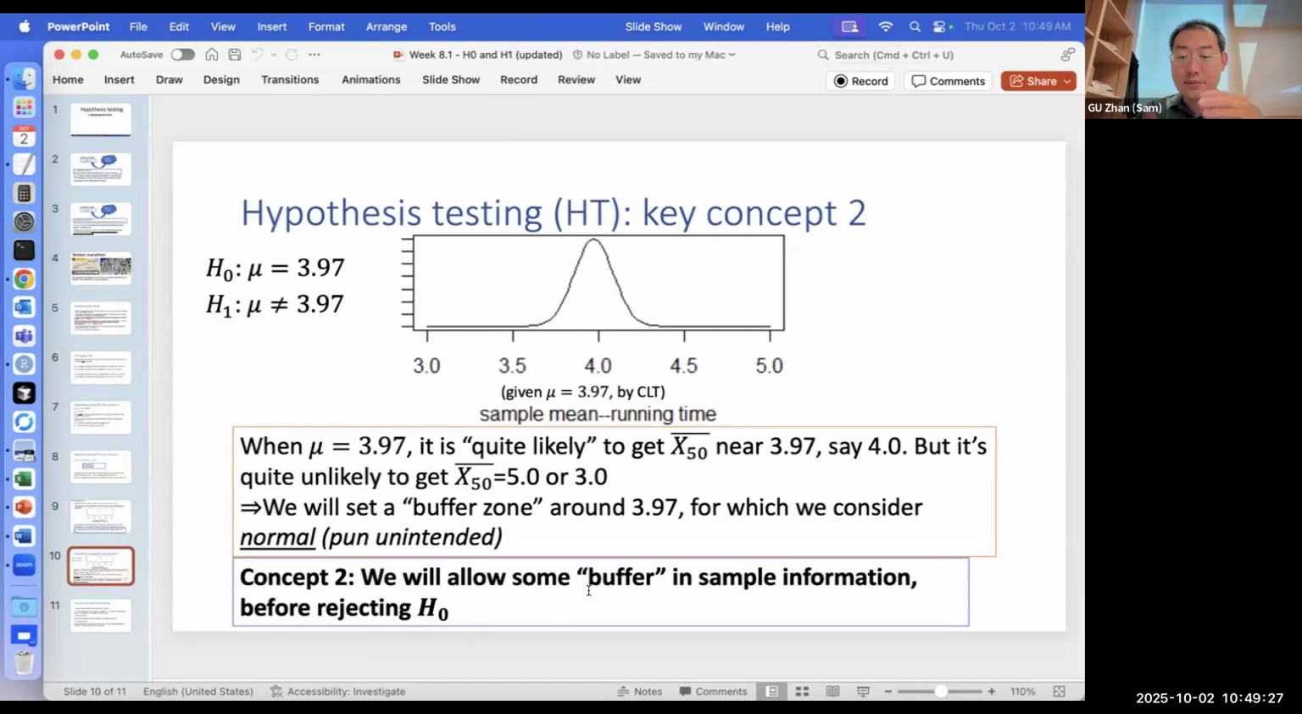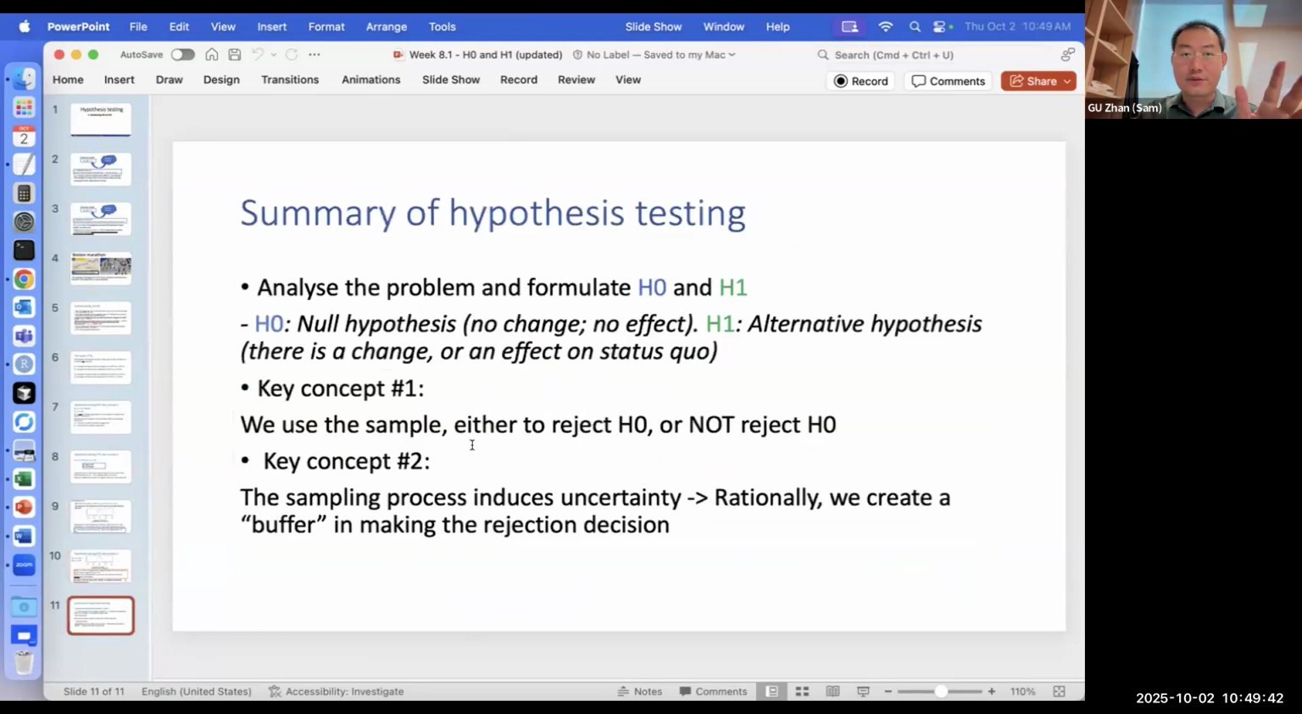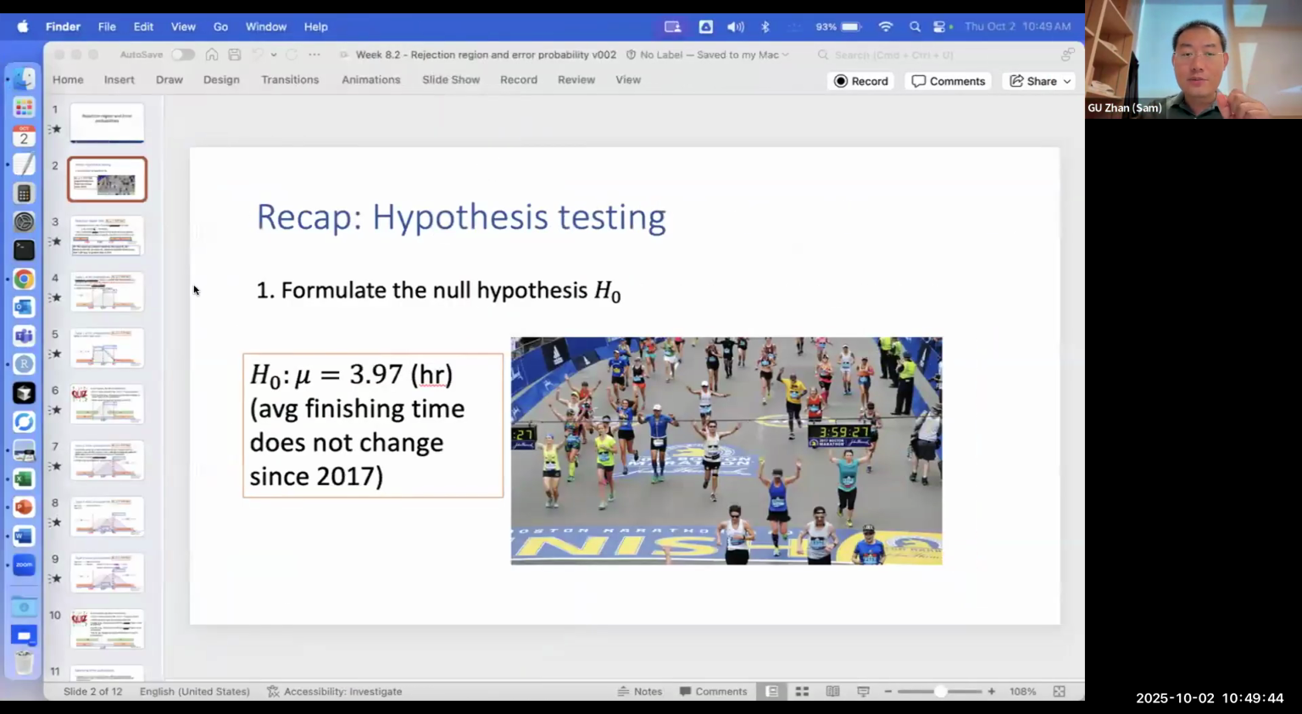So this is the main idea around it, and allow some buffer. The buffer is the confidence interval, and the confidence interval is defined by the confidence level that you want to achieve, whether 95, 99, or 90, right? Okay, then. So this is the first, 8.1. Then we'll move on to 8.2.